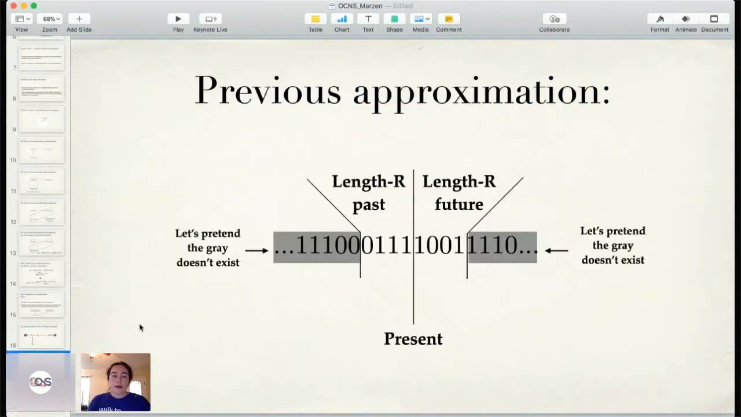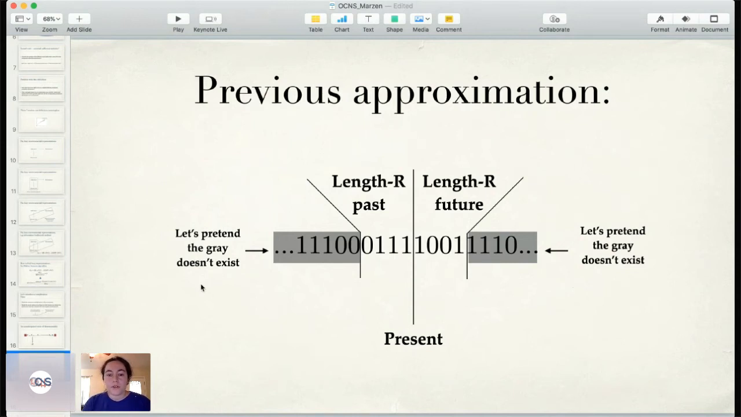So people have thought about this problem in other contexts. They weren't thinking about the neural code when they talked about this necessarily, but they were trying to solve this problem. And one of the things they did is they just said, okay, well, we know that this is not going to be a perfect approximation, but we are just going to look k time steps into the past and k time steps into the future, and we are going to throw away everything in the gray.